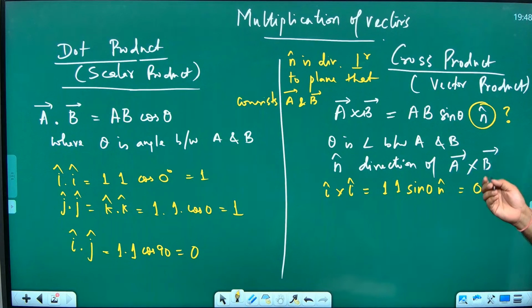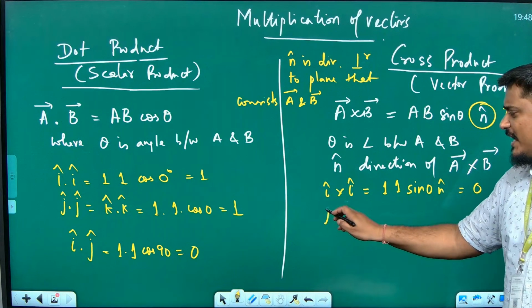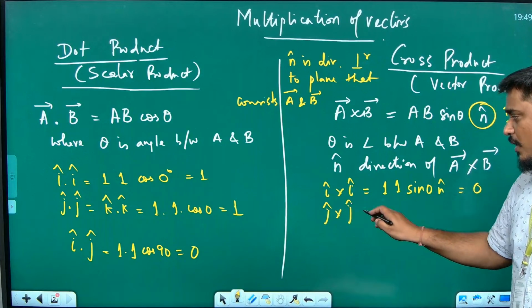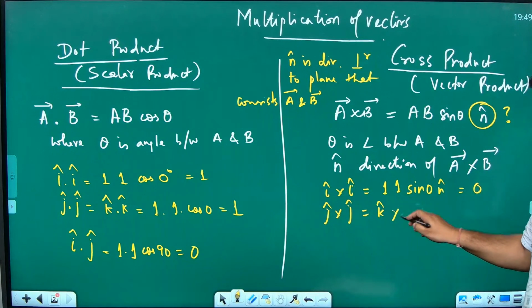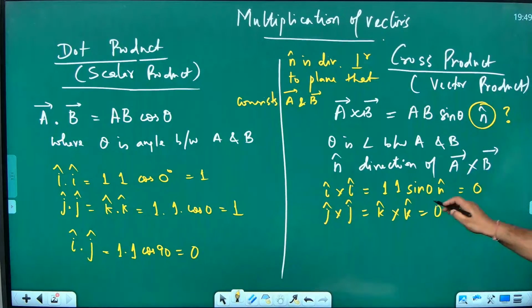So i cap cross i cap is 0. I hope you get how it is coming. Same way, if I write j cap cross j cap, or k cap cross k cap, you are going to get 0 as the answer only. Any problem in this? No way a problem can be there.